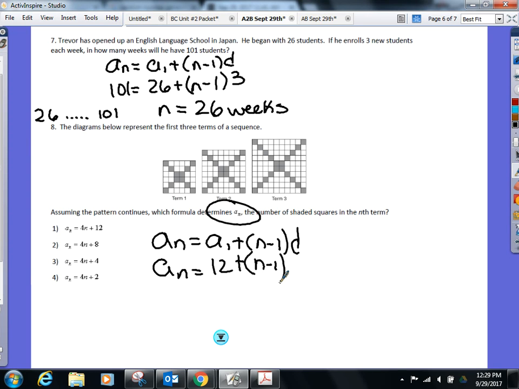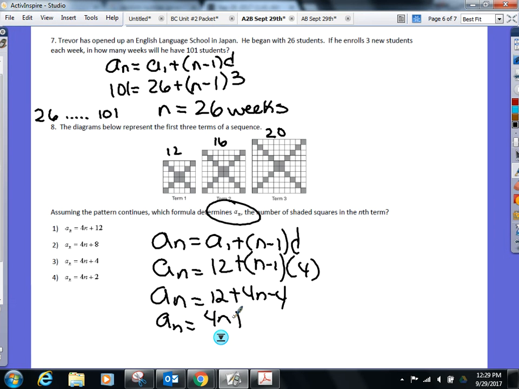Yes, I do have 12 here. Let's see, I have 12 shaded squares here. How many are here now? And then let me guess how many are at the end. 20? So what are you going by? 4s? Go ahead and clean it up. Four n plus 8.